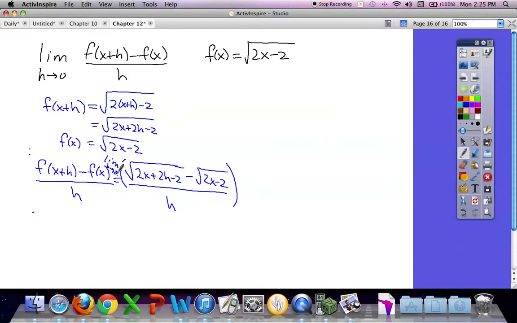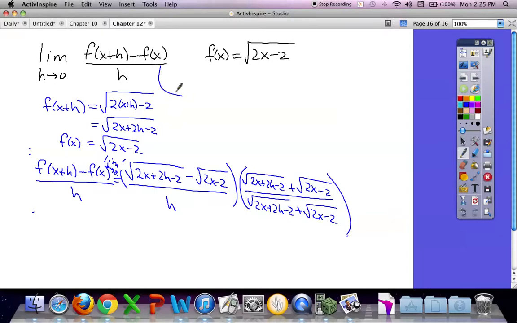Okay, well, how do we learn to deal with the limit when there's a binomial radical expression? We multiply by the conjugate, right? So that's what you have to do in a problem like this. So what is the conjugate of this going to be? Right, it's this same thing, but that becomes a plus, right? So let me do that. That is the square root of 2x plus 2h minus 2 plus the square root of 2x minus 2 divided by the square root of 2x plus 2h minus 2 plus the square root of 2x minus 2.